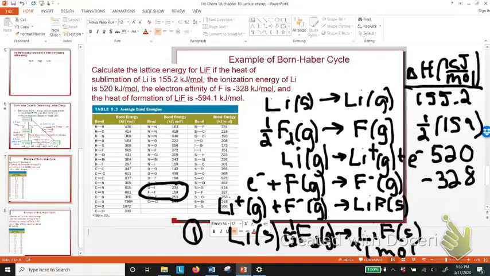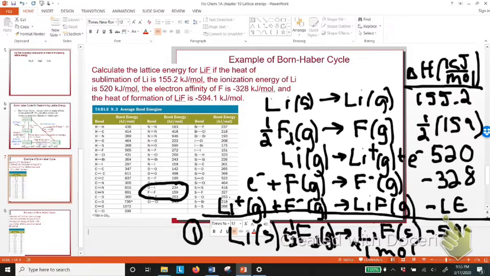Okay, so remember, this is our lattice energy step, actually the reverse of the lattice energy. So I'm going to write negative lattice energy to remind us that it's actually the reverse of the step. Now, we're adding all of these up to get our heat of formation. I didn't write the heat of formation value of lithium fluoride, which is negative 594.1.